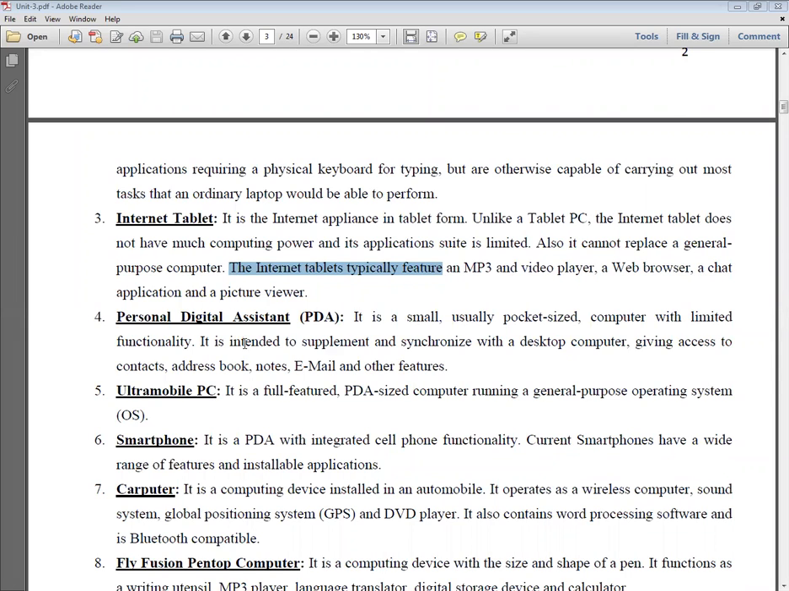Not limited features, it is having a wide range of features. And if the application is not available in our smartphone, we can even install that particular application. See, normally if an application is not available in our mobile phone, then what are we going to do? We are going to Play Store and we are going to install that particular application what we require, right? So this is the advantage of smartphone.